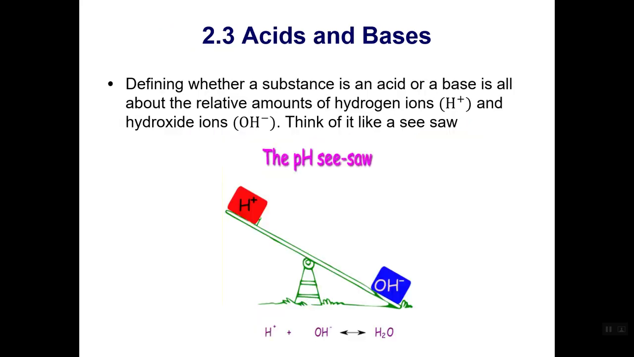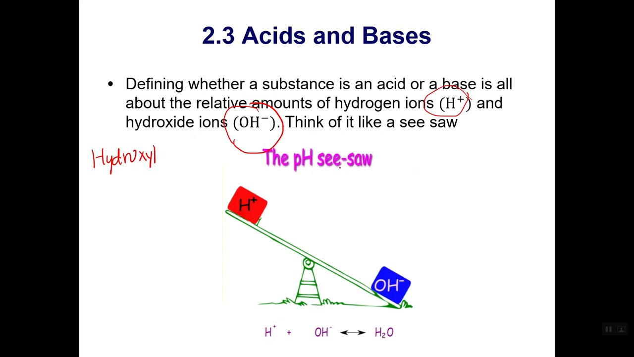Okay, that's water. Now, moving into 2.3, which is acids and bases. When we're defining whether a substance is an acid or a base, what we're actually talking about is how many hydrogen ions, H+, and how many hydroxide or hydroxyl ions, OH-, they have. I'm going to write that to the side, hydroxyl, because sometimes texts will use these terms synonymously, hydroxide and hydroxyl ions.